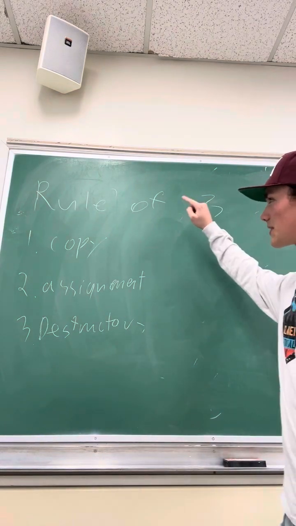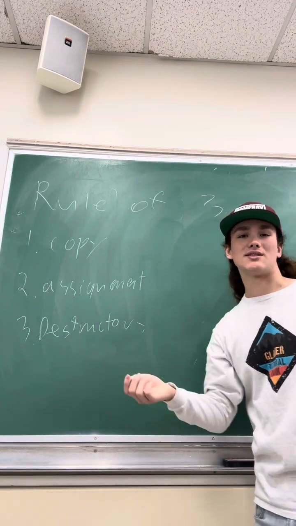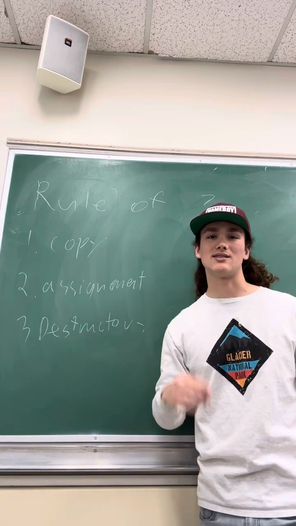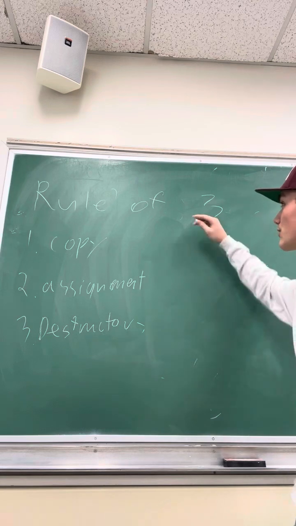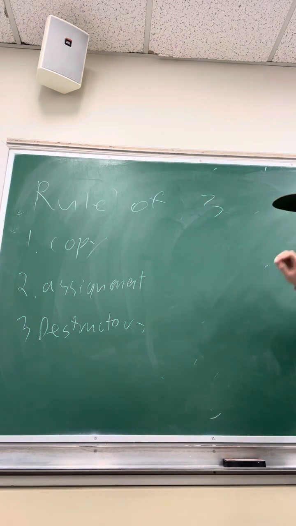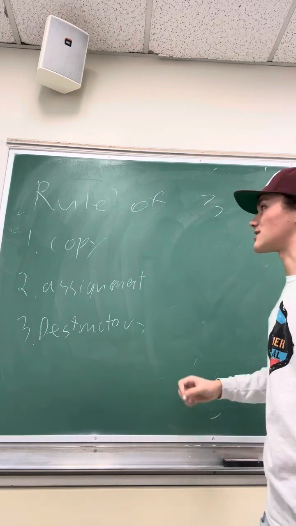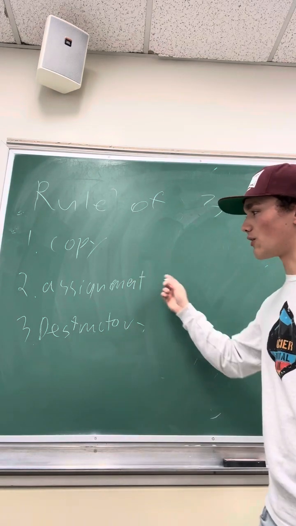Now, the topic I'm choosing is Rule of 3, which is something I learned in CS24, and I've also learned a couple of things about some of these functions in CS32. The Rule of 3 is when you have an object or a class that you are making that uses dynamic memory, or memory that is on the heap, you need to implement all three of these.